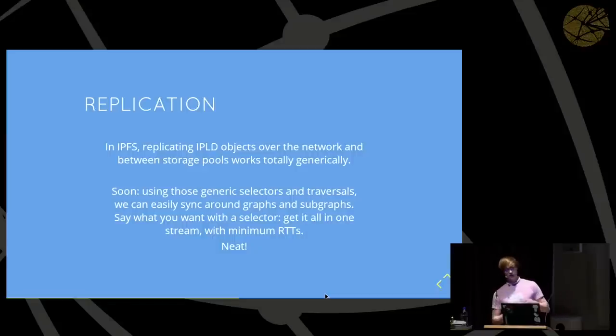So instead of having, oh, I want this object, and I find a link, and then I ask for that, and then I find another link, and I ask for that, and you get lots of round trip times. If you had a selector that could say, I want this link, and then recurse over all of these and find each property named foo, and then give me that subgraph, you could get the entire thing streamed with zero round trip times. This is something we're still working on, but it's going to be really neat.